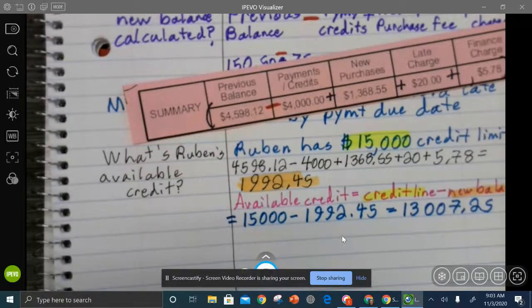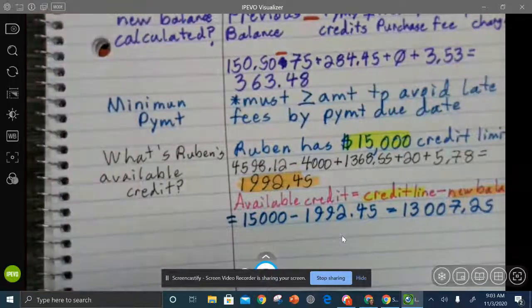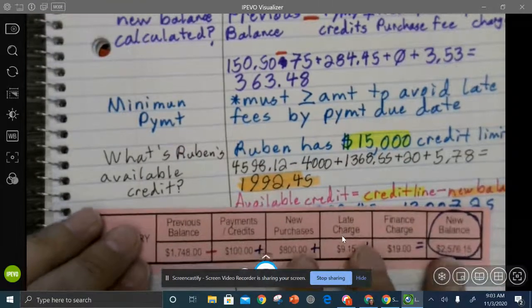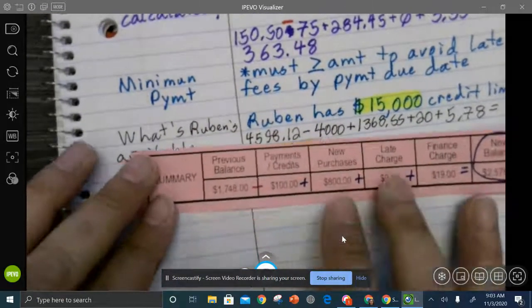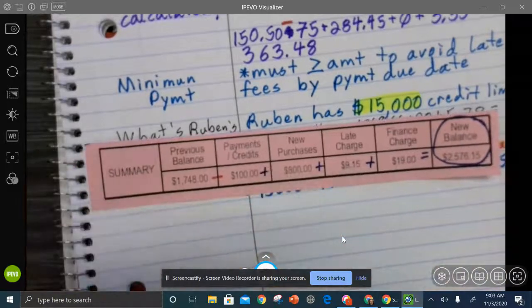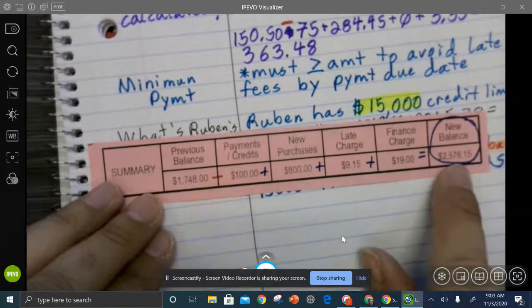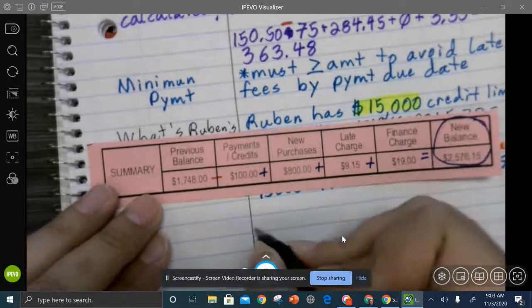Okay, so let's look at one more example, everybody. Well, two more examples. On this one, everybody, what should the new balance be? We look at this and there's an error on there. What they did is they did not subtract the payments and credits. So let's go ahead and calculate that.